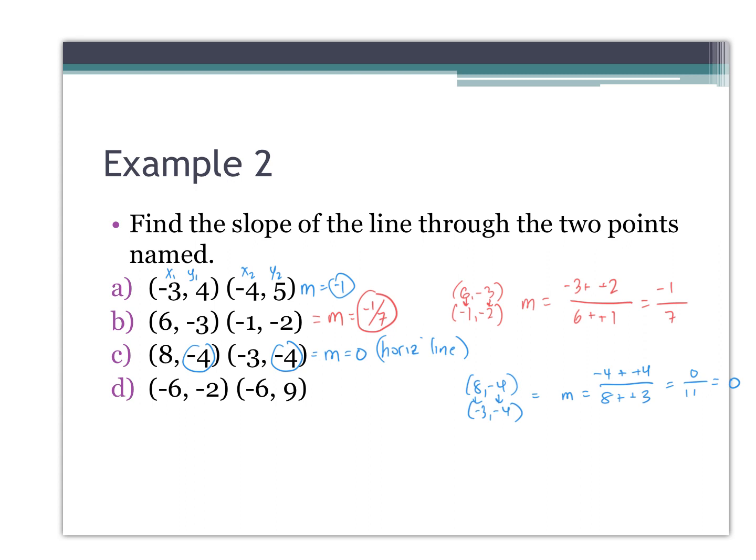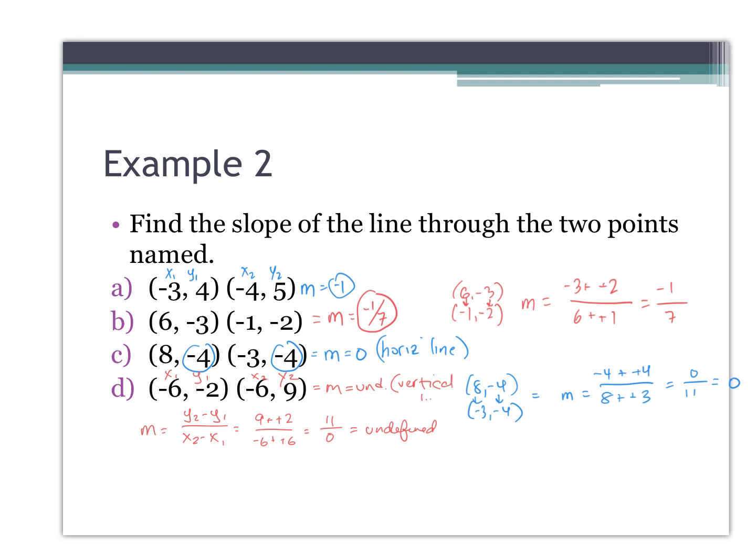So then we go to the last one, and we're going to find the m here. This one I'll do the x1, y1, x2, y2 method to practice a little bit. So I know that the slope here is, again, y2 minus y1 over x2 minus x1. And so I'm going to get 9 minus negative 2 over negative 6 minus negative 6, plus, plus, plus, plus, 11 over 0. And so here is where we get undefined, which means that this is an undefined slope, which means it's a vertical line.